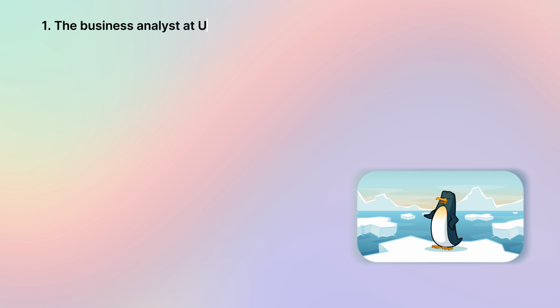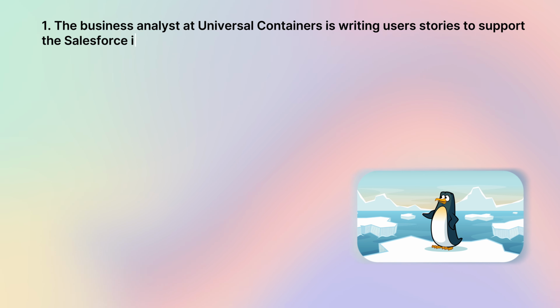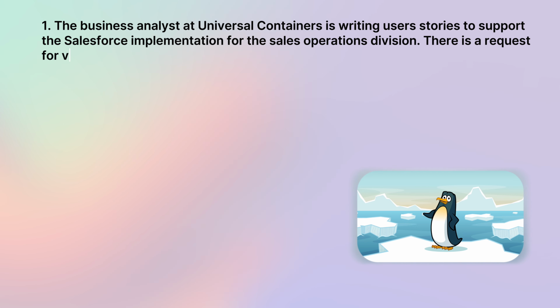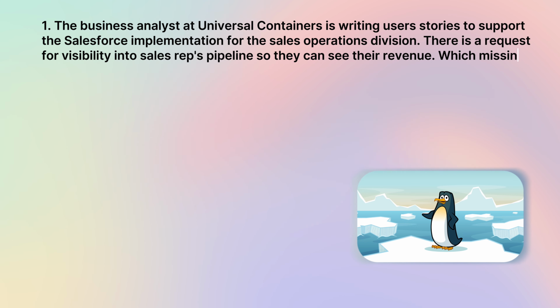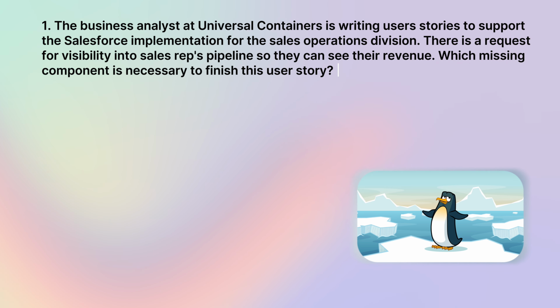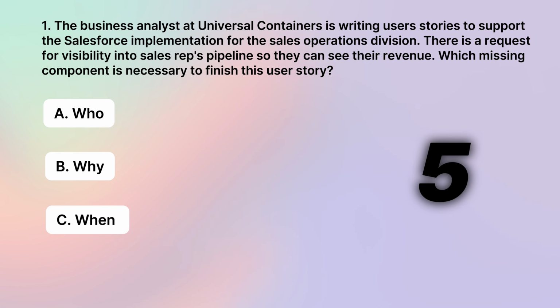Question 1. The business analyst at Universal Containers is writing user stories to support the Salesforce implementation for the sales operations division. There is a request for visibility into sales reps' pipeline so they can see their revenue. Which missing component is necessary to finish this user story? A. Who? B. Why? C. When?